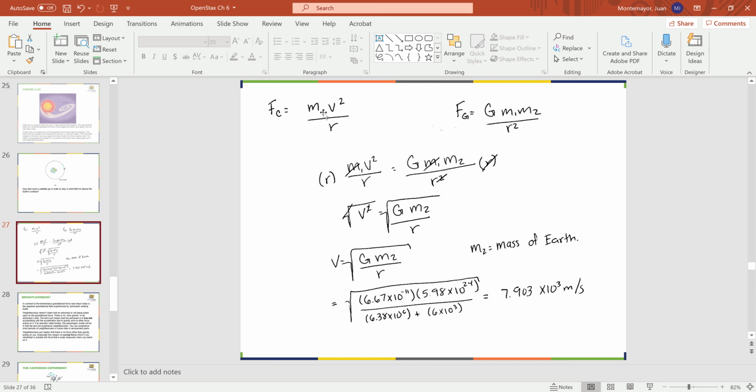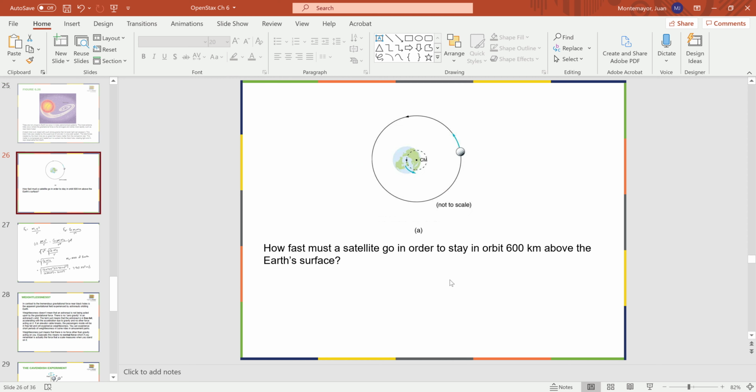So for here, the object really doesn't matter because the mass of the other is so great anyway. So we're going to take m2 to be the mass of the Earth, which is 5.98 times 10 to the 24th. We have our G, 6.67 times 10 to the negative 11th. And for our r here, even though we're trying to stay at 600 kilometers, we still have to incorporate the radius of the Earth, so we have to add the two radii. Once we do all that and square root it, we are left with 7.903 times 10 to the third meters per second. That's how fast you have to be going to keep a satellite at 600 kilometers above the Earth's surface.